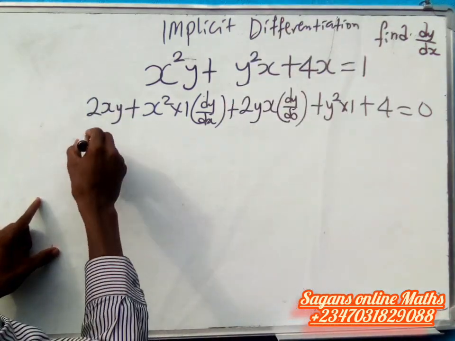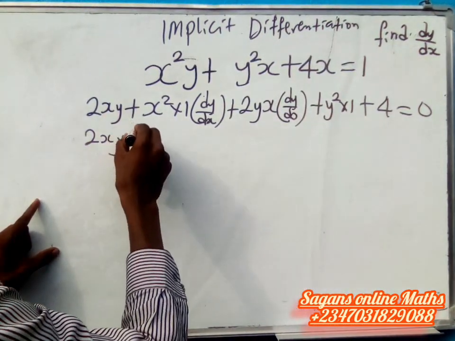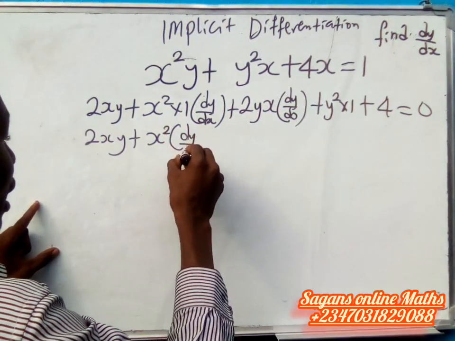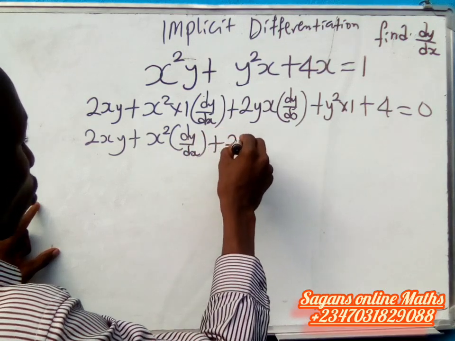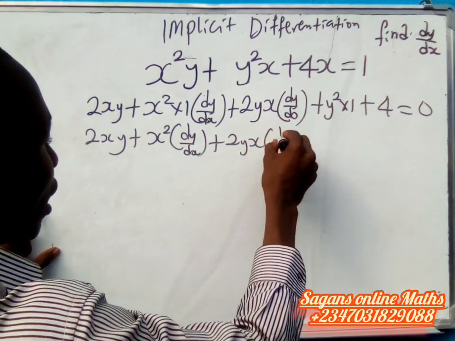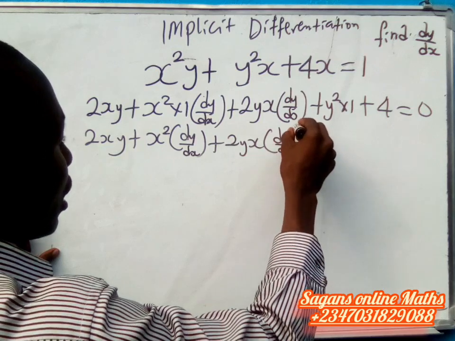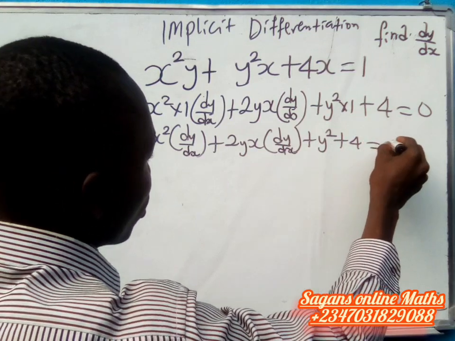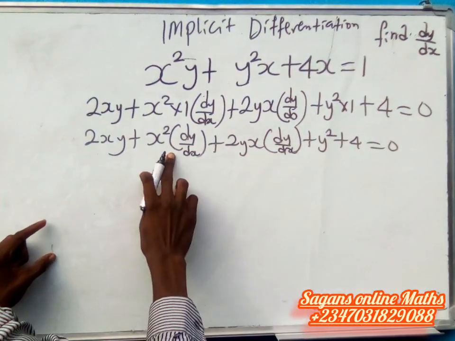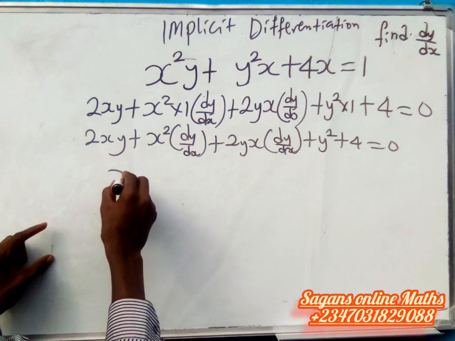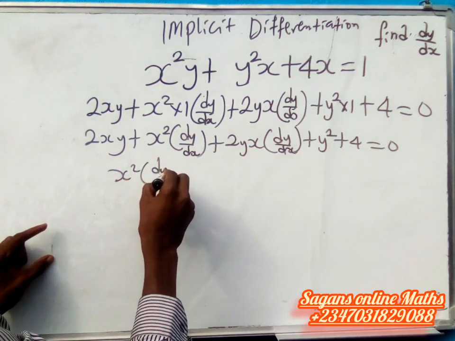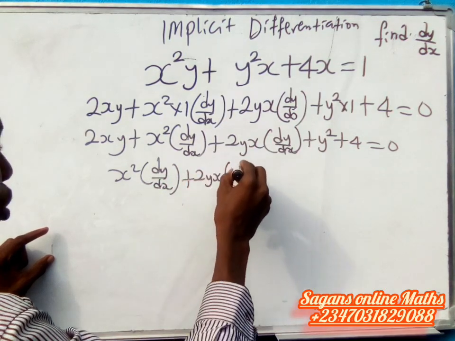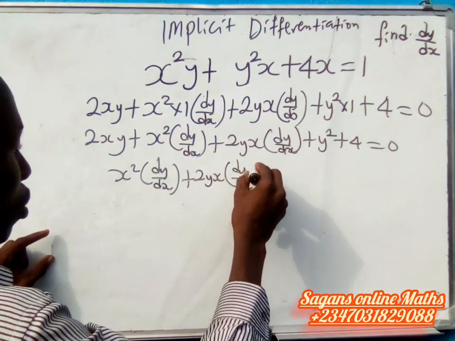Now from here I have 2xy plus x squared times dy over dx, plus 2yx times dy over dx, plus y squared, plus 4 equals 0. Let's collect like terms. You can see that these are like terms. So I have x squared times dy over dx plus 2yx times dy over dx equals what?